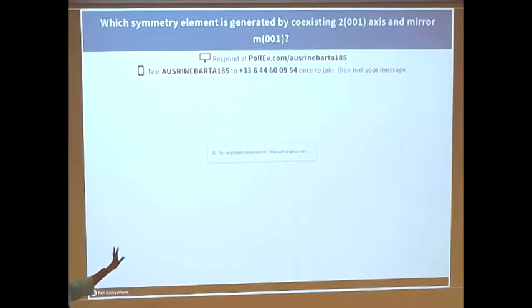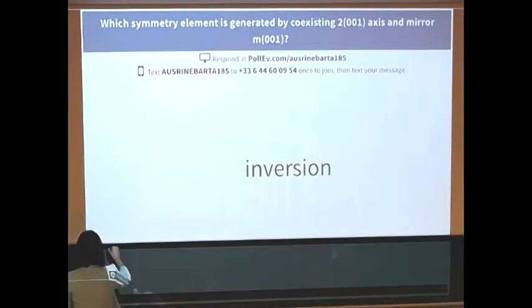Okay, so we are free to propose an answer. Okay, there is no choices now. You need to write a message. Okay, so which symmetry element is generated by coexisting 2001 axis and the mirror 001? So let's say this is x and y plane. It's x and y plane, okay? This is your rotational axis is like this, okay? And my mirror is this plane, okay, here.